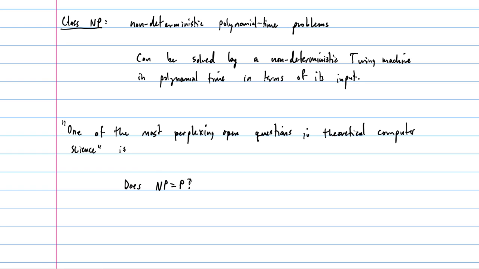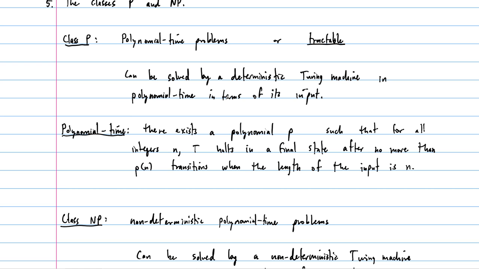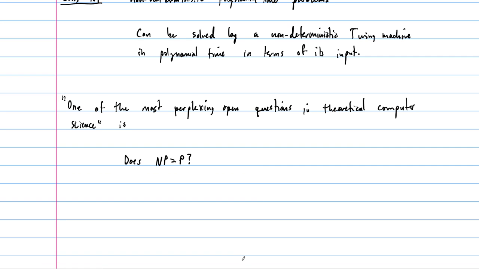So these are sets of problems, right? So is every non-deterministic polynomial time problem also solvable by a deterministic model in polynomial time? All right. So this is an outstanding question. We don't know the answer, so it's open. So open means there's no answer to this, right?